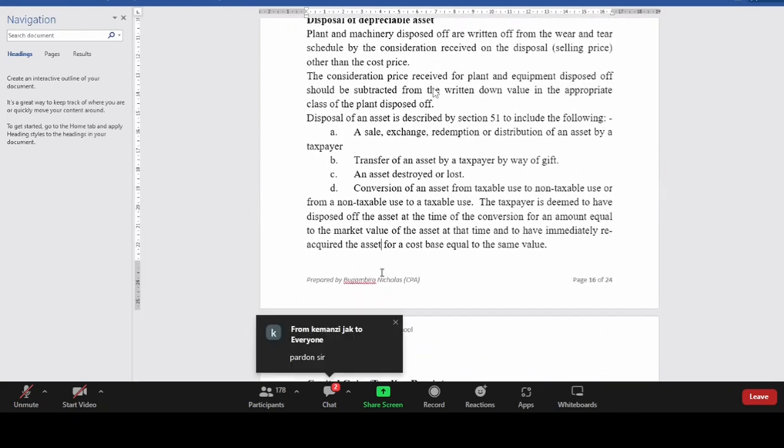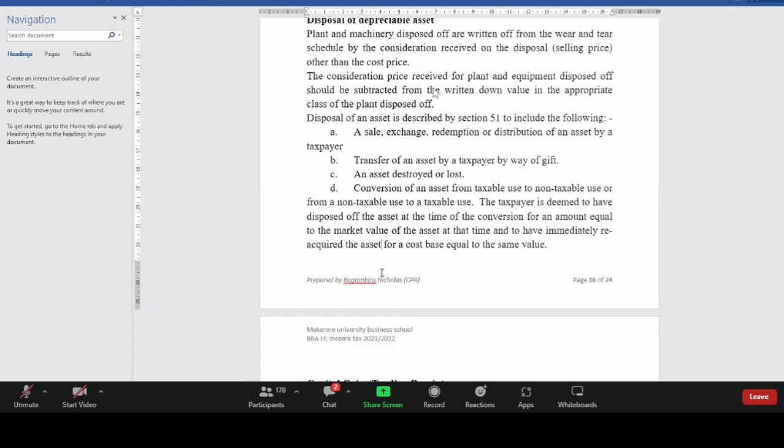Plant and machinery disposed of or written off from the wear and tear schedule are written off by the consideration received on disposal, or how much you exactly received. Other than that, we don't remove it at cost price. The consideration price received for plant equipment disposal should be subtracted from the written down value in the appropriate class of the plant disposal.